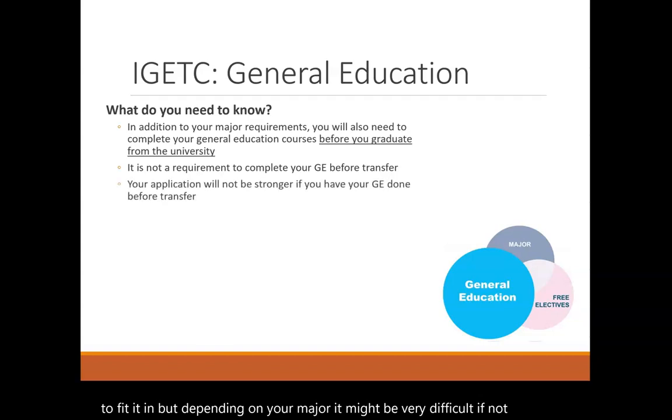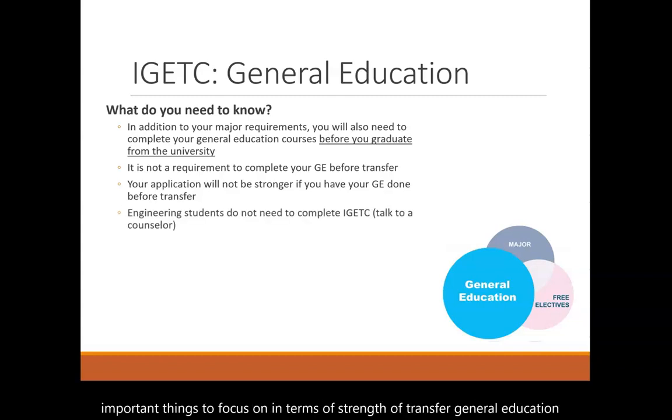Your application will not be stronger if you've done all your GE. There are some important things to focus on in terms of strength of transfer. General education is not one of them. Typically, engineering students don't need to complete the general education before transfer, but talk to a counselor early. If you're interested in applying for the CSU system, these requirements can vary. A lot of these videos are leaning a little bit more heavily towards UC transfer.